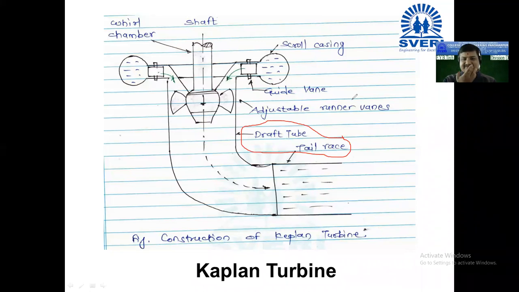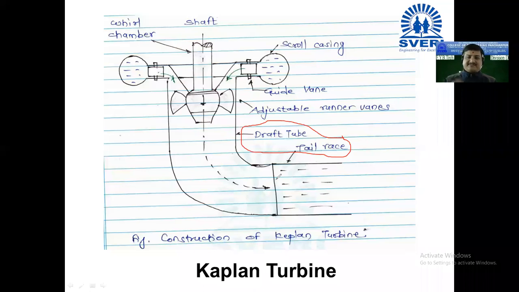See, yesterday only we learned about the Francis turbine. There was also a tail race. What do you mean by tail race? It is not storage of fluid. It is just a path given to the fluid.